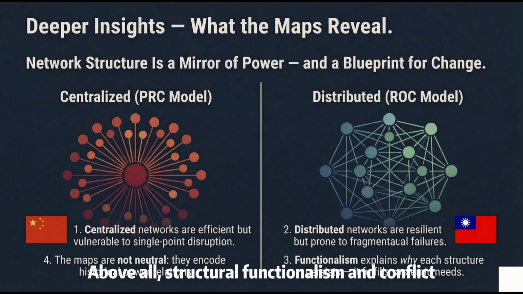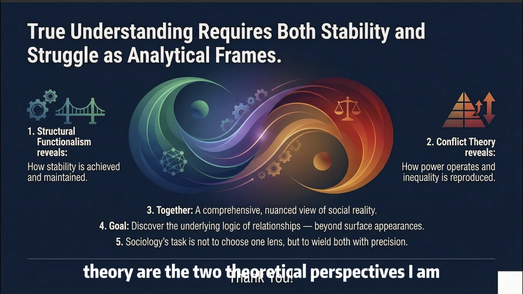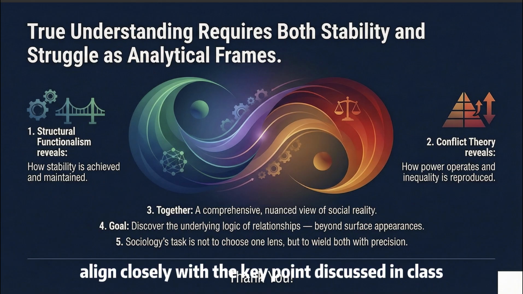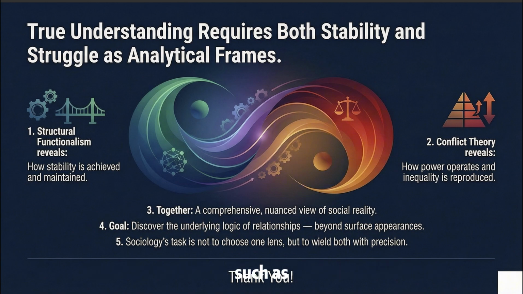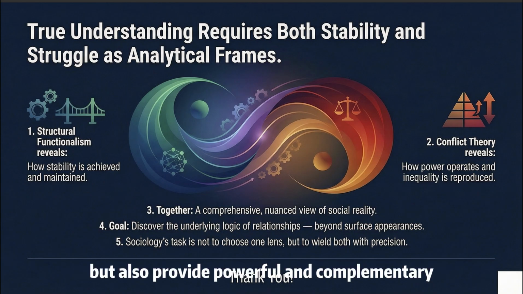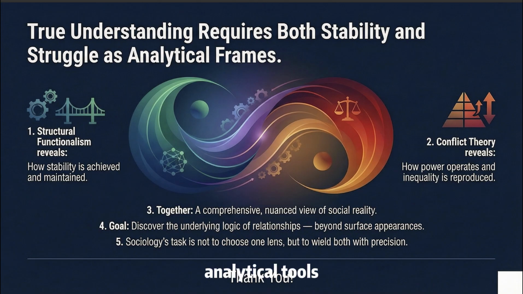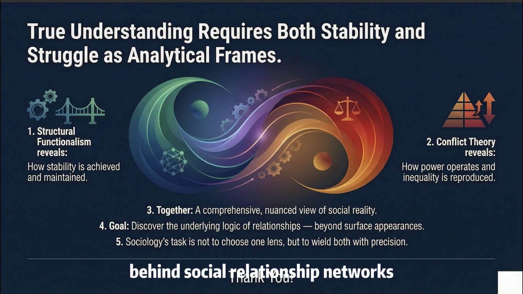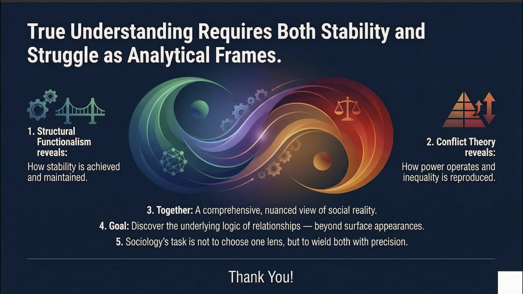Above all, structural functionalism and conflict theory are the two theoretical perspectives I am currently most confident about and best suited for my project. They not only align closely with the key points discussed in class such as power dynamics, social stability, and social inequality, but also provide powerful and complementary analytical tools that will help me truly see the underlying logic behind social relationship networks.